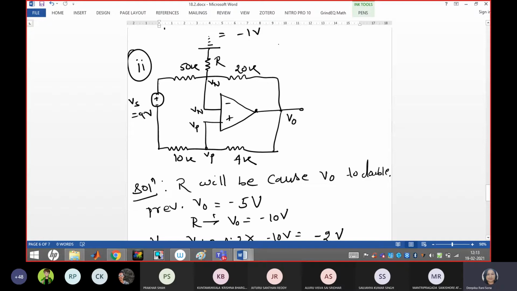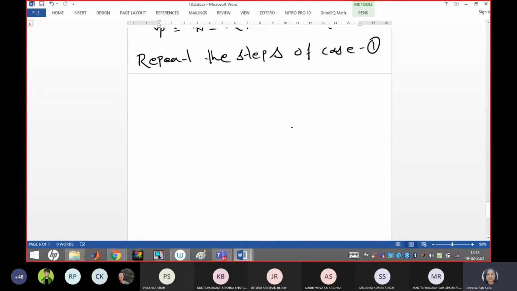So see here, with respect to this point, Vs minus Vn divided by 50k, plus Vn by R, which is the unknown factor, equals Vn minus V0 by 20k, that is minus 2 minus of minus 10 by 20. This loop we have to follow. Okay, so let's solve this, guys.